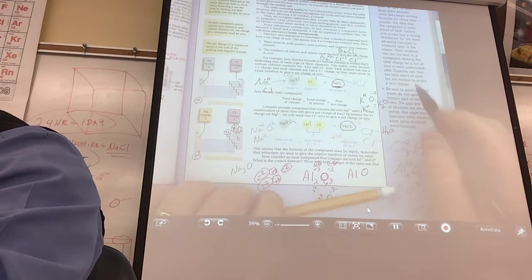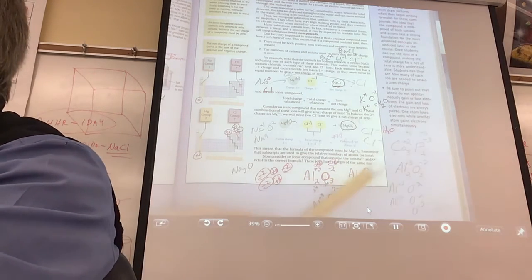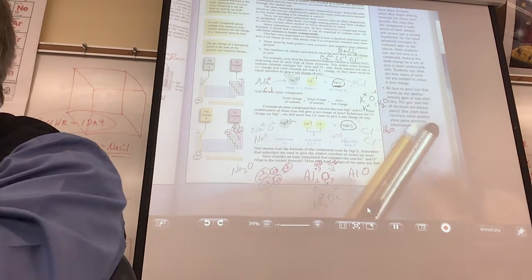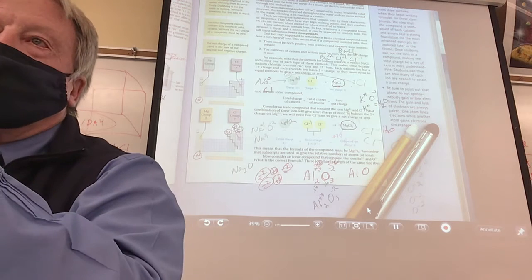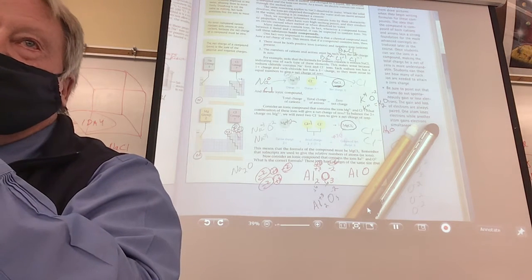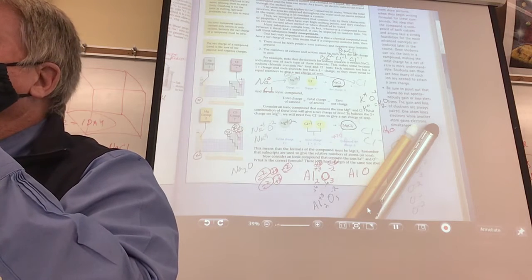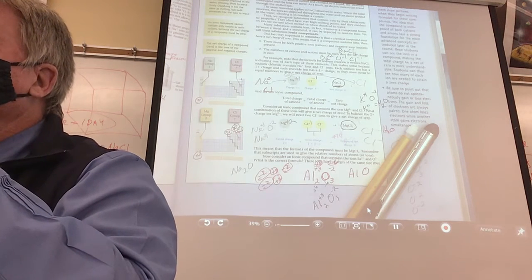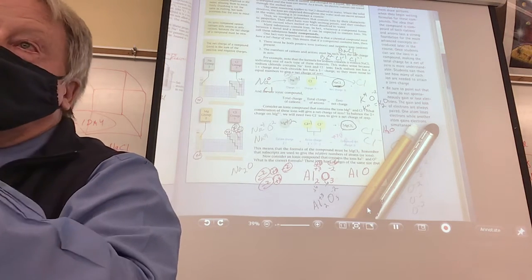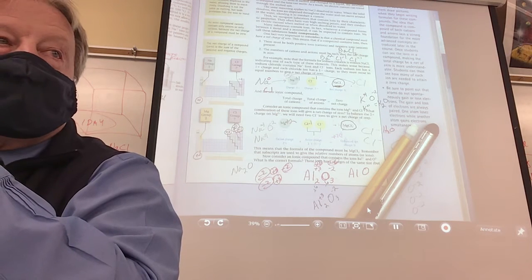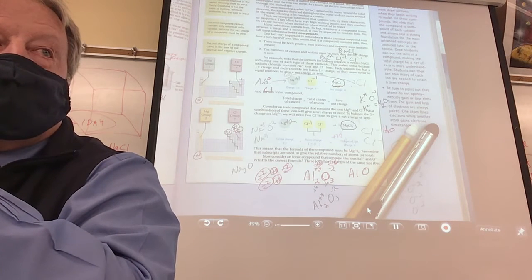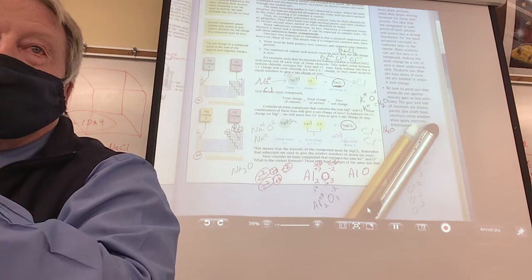Now, you ready for a hard one yet? Okay, let's do a hard one. What's the most likely compound to form between calcium and phosphorus? Calcium and phosphorus. If you can do this one, you can do any of them. What's the most likely compound to form between calcium and phosphorus?